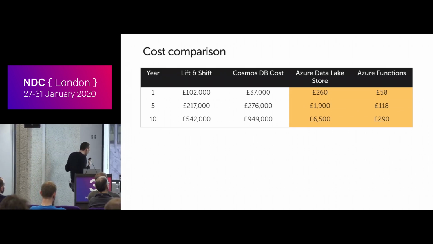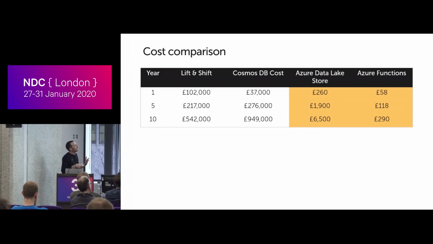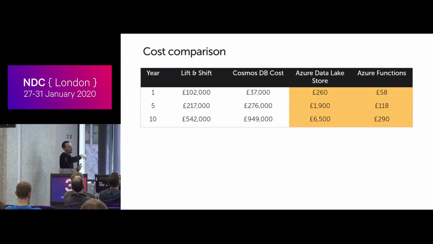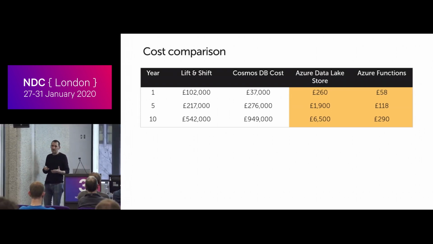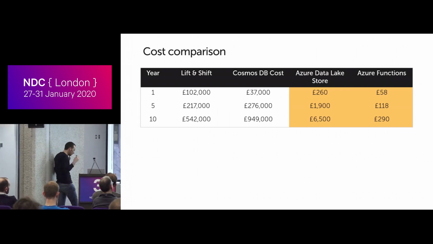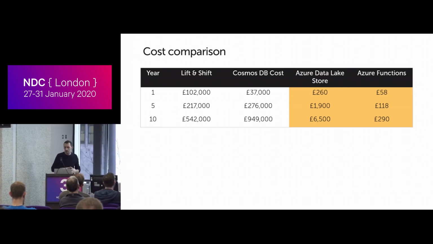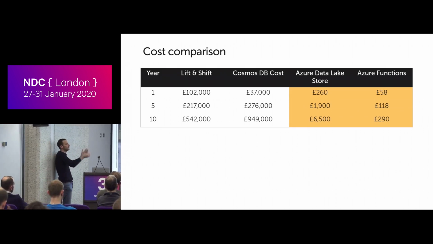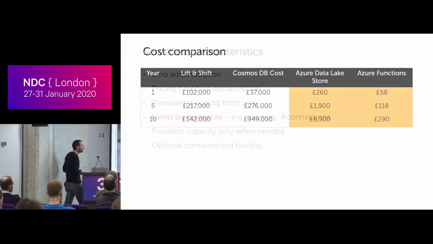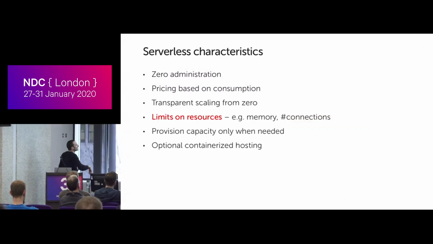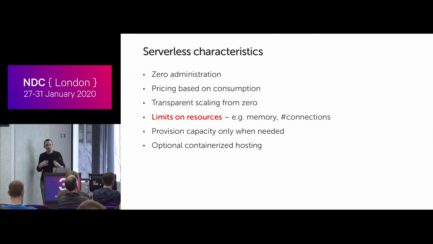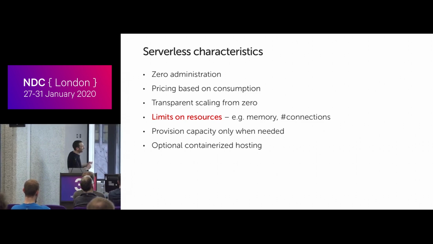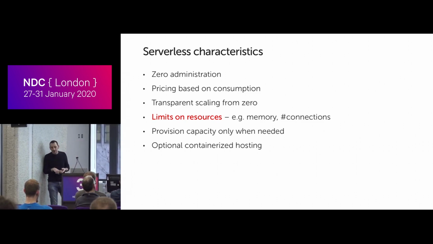So the problem we really have is, okay, these services are cheap, but we're losing out on a lot of functionality. The lift and shift had a very dedicated specialist geospatial database running behind it. Cosmos DB has got some great features. It's got really groundbreaking SLAs. It's excellent. So is it possible we can replace those great services with something that's a lot cheaper? And that was our challenge. So if I summarize the service characteristics that we think are important: zero administration, you probably heard about. Pricing based on consumption, which is the key part of this. Transparent scaling from zero.